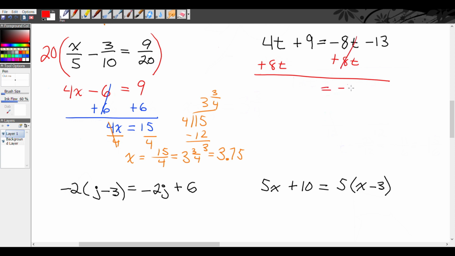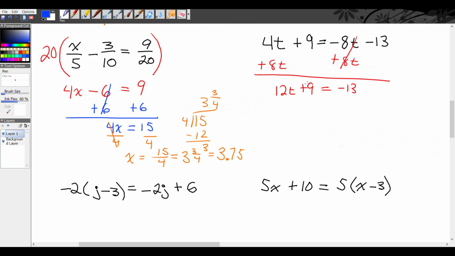On the right hand side, I'm left with a negative 13. And here 4t plus 8t is 12t. And we still have this plus 9. So now our equation has become 12t plus 9 equals negative 13. So we move on with our steps that we already know.